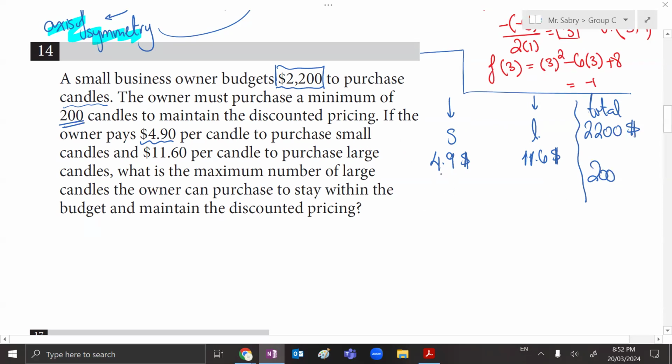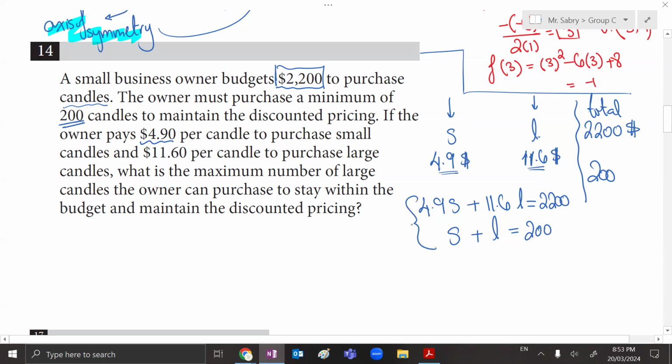We're going to think: I'll take this dollar amount, 4.9, times the number of small candles that I don't know, which is just S, plus 11.6, this other dollar amount, times L, which is the number of large candles that I don't know, should give me a total of $2,200 as they said, because these are all dollars with each other. On the other hand, S, the number of small candles, plus L, the number of large candles, should give me the total number of candles, which is 200.